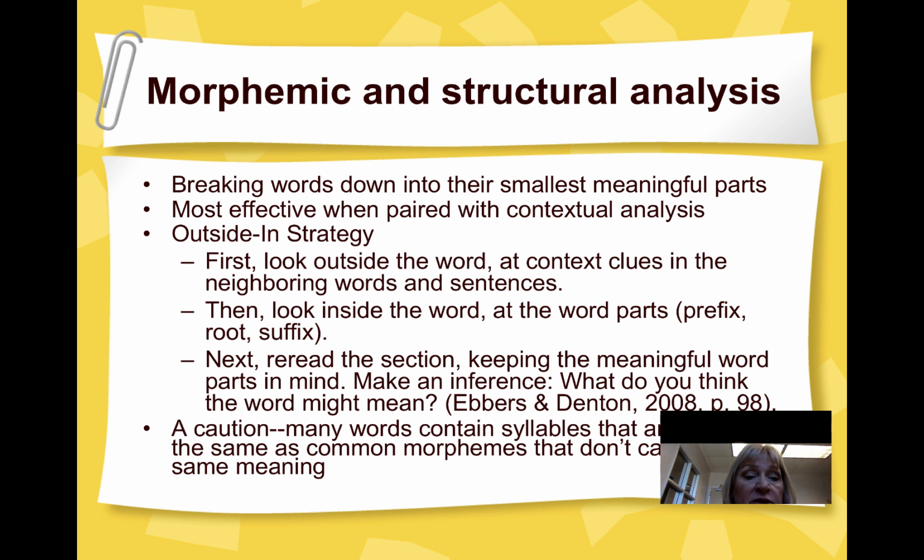So the first thing we do in the outside-in strategy is we look outside the word at context clues in the neighboring words and sentences to see if we can kind of figure it out. And then I look at that word that I'm not sure of and I try to think about, does it have a prefix or a suffix? What are the word parts? What is the root word? And then I can reread that section, keeping those meaningful word parts in mind, and I can make an inference about what that word means.